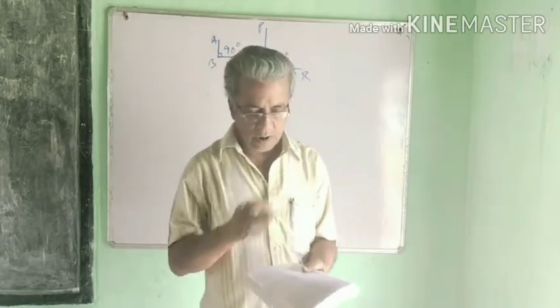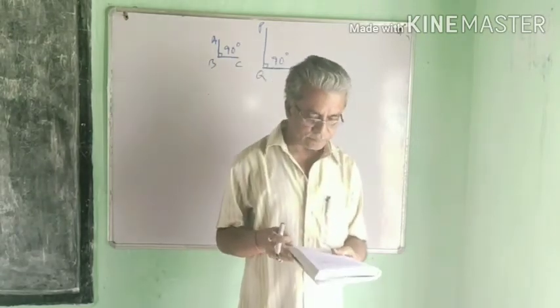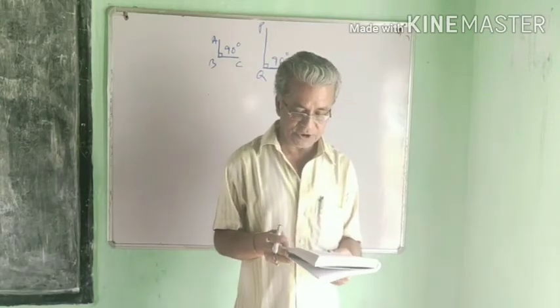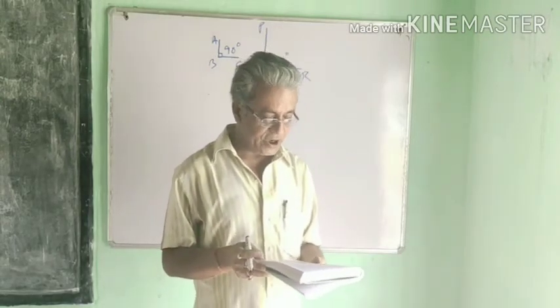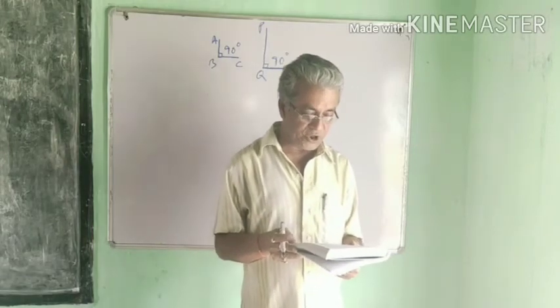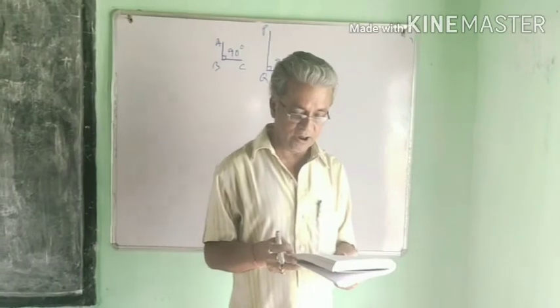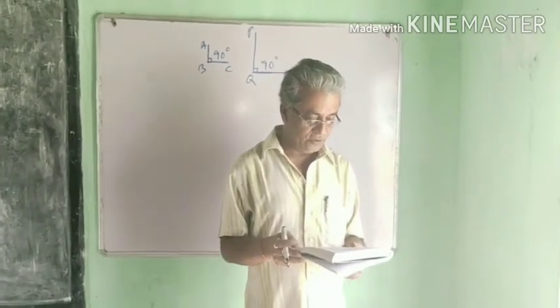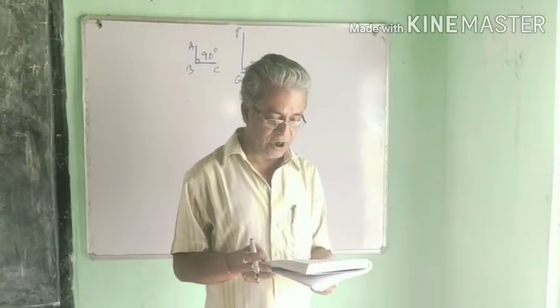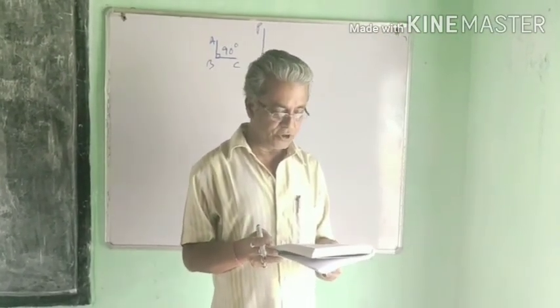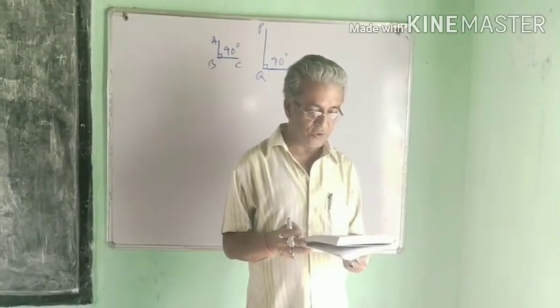Postulate 5. If a straight line falling on 2 straight lines makes the interior angles on the same side of it taken together less than 2 right angles, then the 2 straight lines, if produced indefinitely, meet on that side on which the sum of the angles is less than 2 right angles.